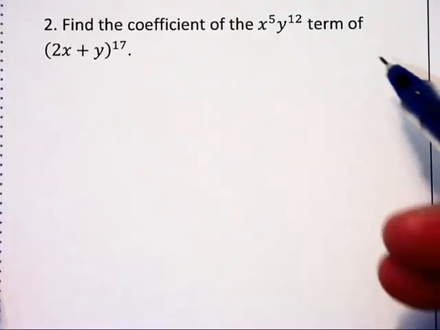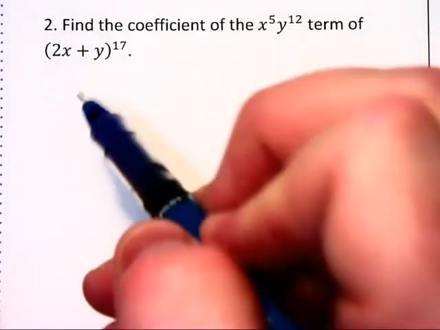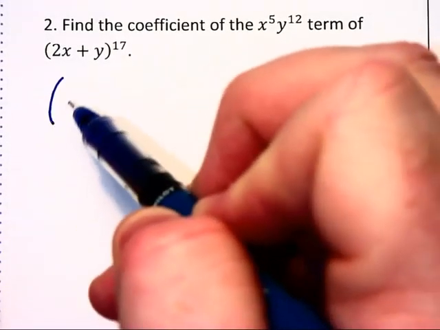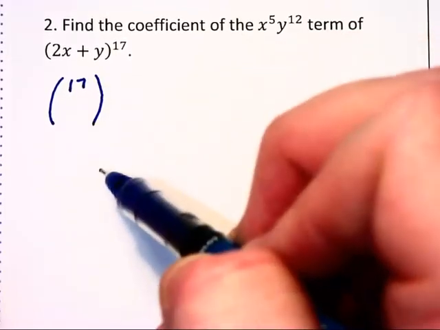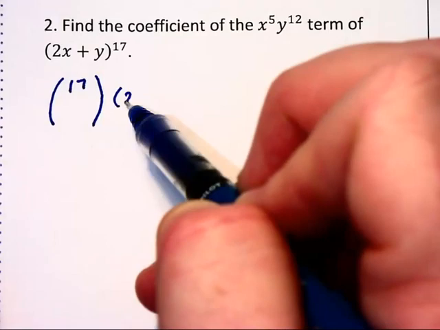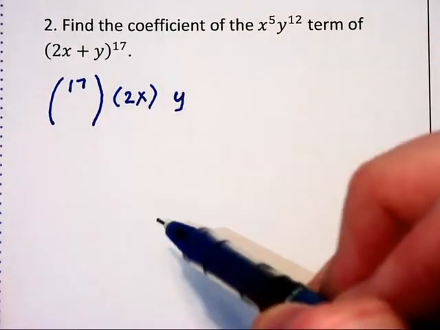Find the coefficient of the x to the fifth y to the 12th term of this expansion. We know the expansion is going to have a 17 at the top of the binomial coefficient. It's going to have 2x to some power and y to some power.